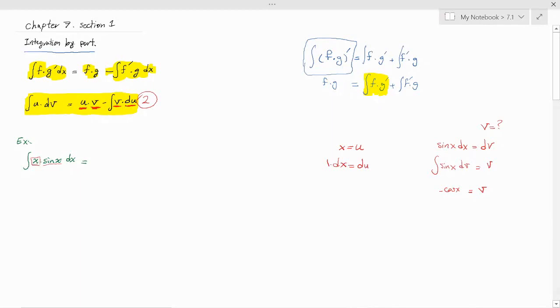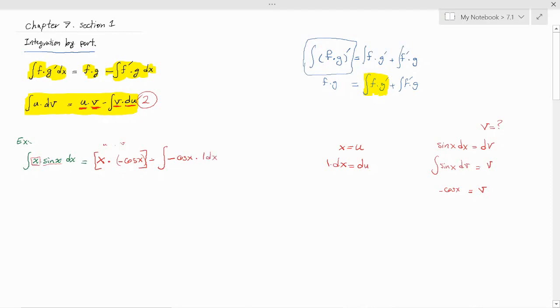Okay, since we know these, now I can answer the question. What is the integral of u times dv? It is u times v. U is x times v, which is, we found, negative cosine x, minus. This is uv, by the way. Maybe use parentheses for the minus. This is u times v, minus the integral of v times du. V is negative cosine x times du, simply 1 dx.